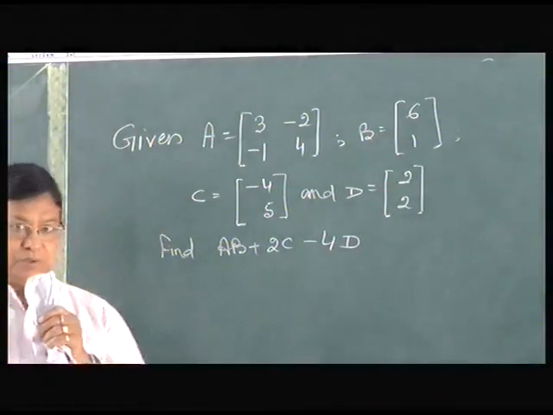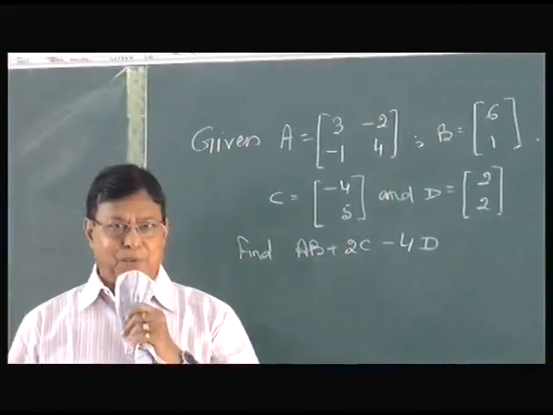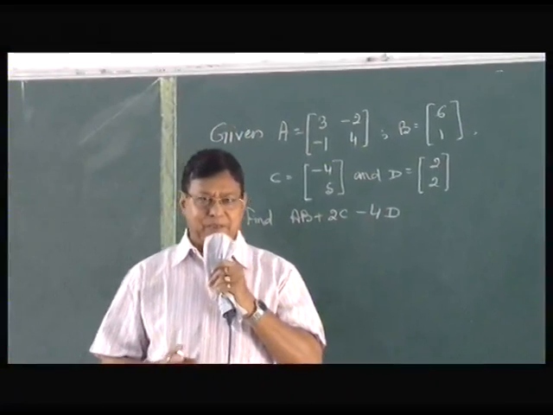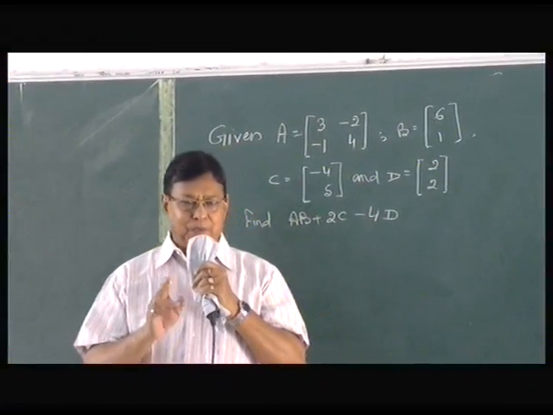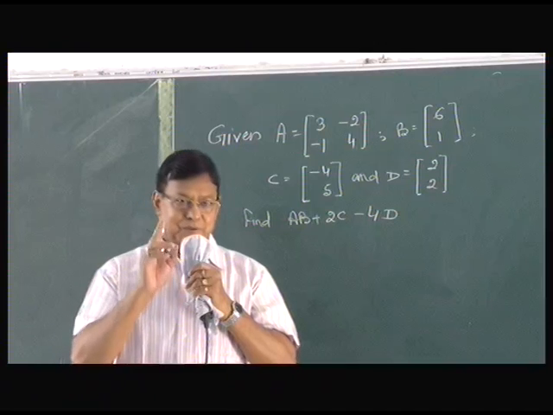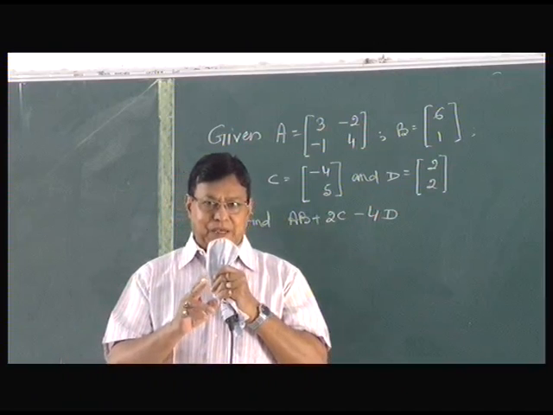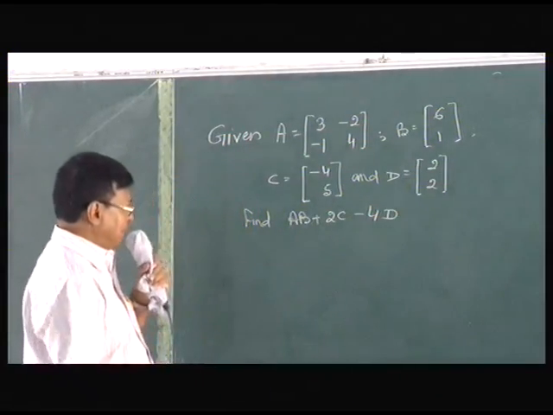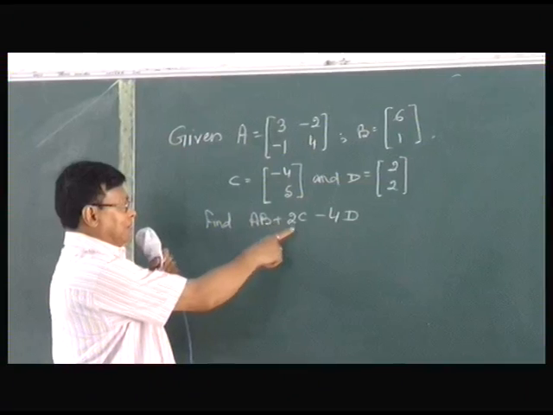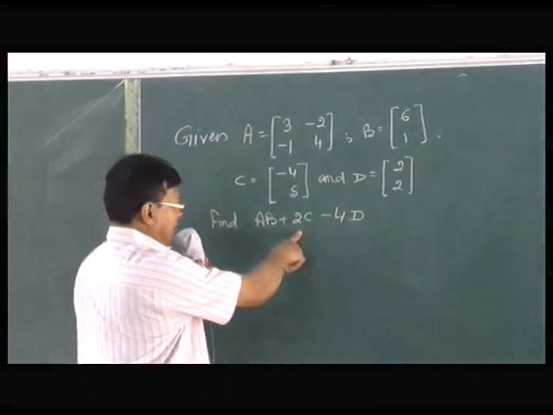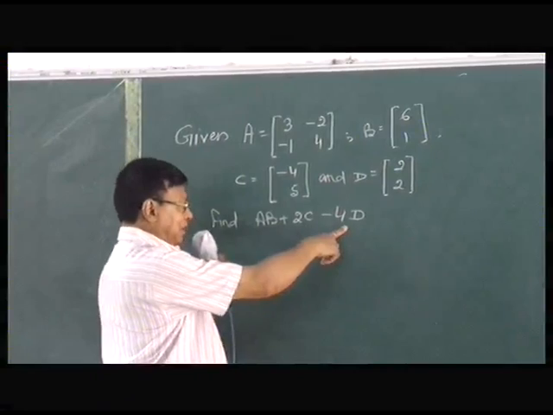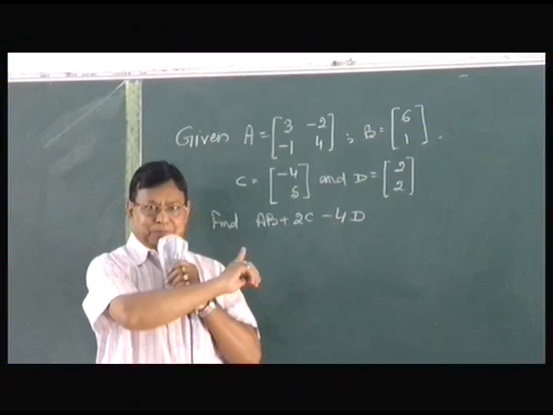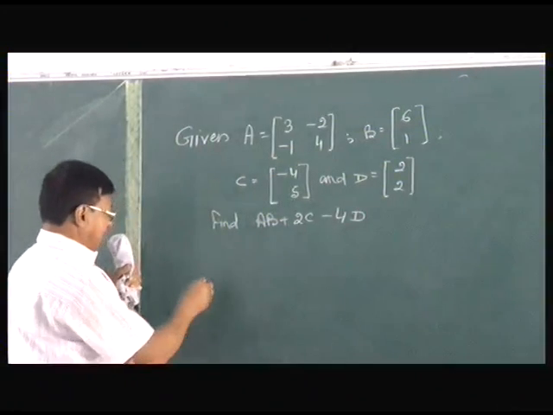Well, I'll solve a few more sums on it. What we did so far is multiplying a matrix with a scalar, addition of matrices, subtraction of matrices, and product of matrices. Now in this sum, if you look at it, product of matrices, multiplying a matrix with a scalar, addition, subtraction. So all that we have done is in this one sum. So to start with, we find AB.